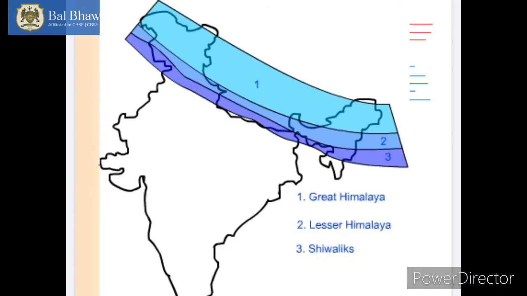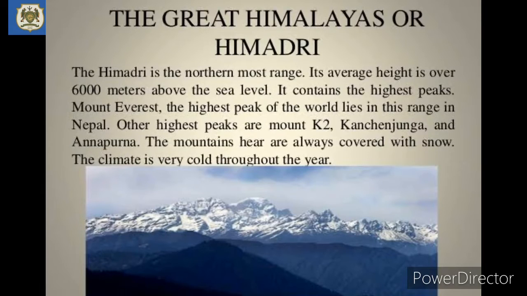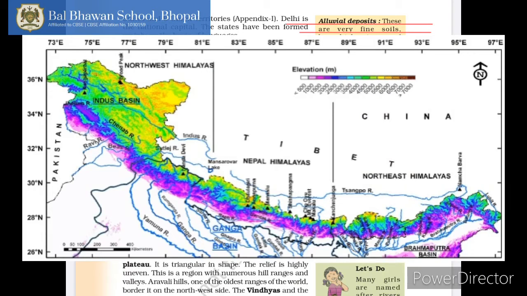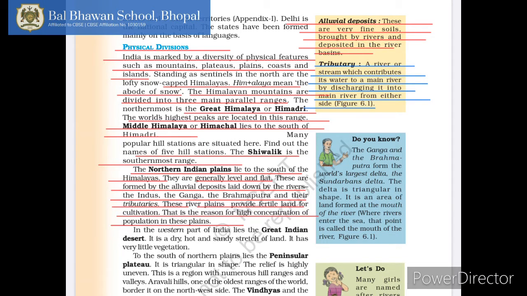The northernmost is the Great Himalayas or Himadri. The world's highest peaks are located in this range. Middle Himalaya or Himachal lies to the south of Himadri. Many popular hill stations are situated here. Kindly underline the above red lines in your book.